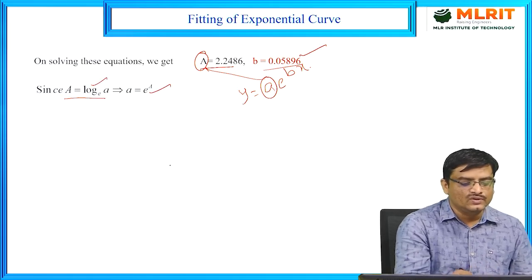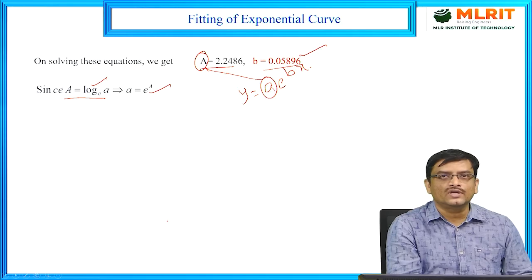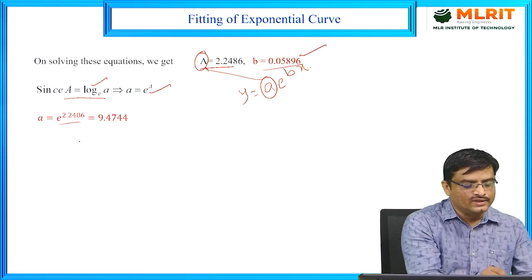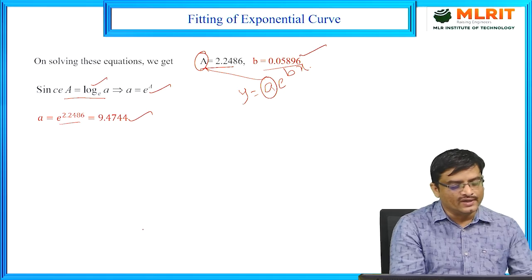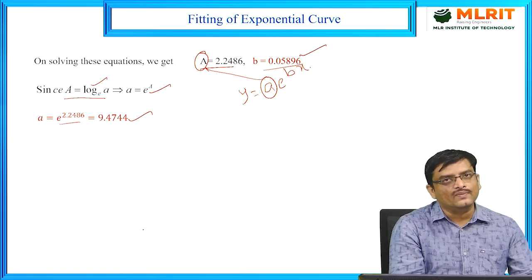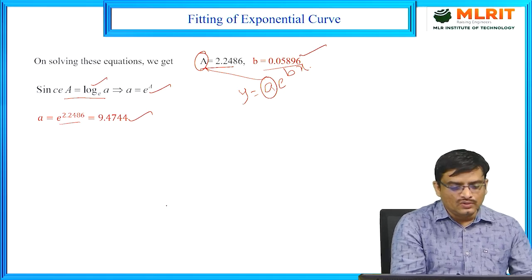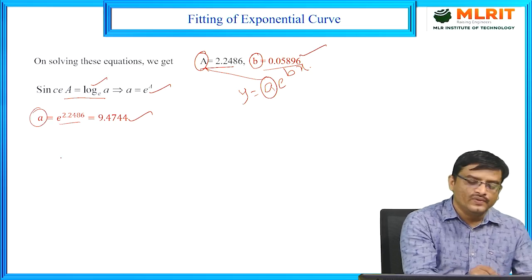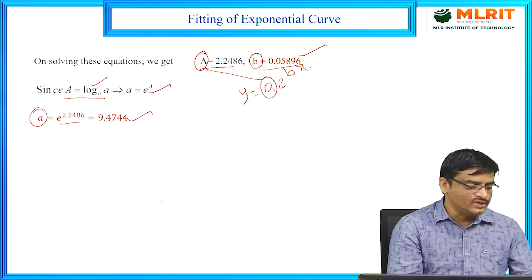Now from this you will get small a is equal to e power capital A. Substitute that capital A here. So find out this value, you will get that small a is equal to 9.4744. So now here we are having small b, here we are having small a. Now we are ready to substitute in the exponential curve.